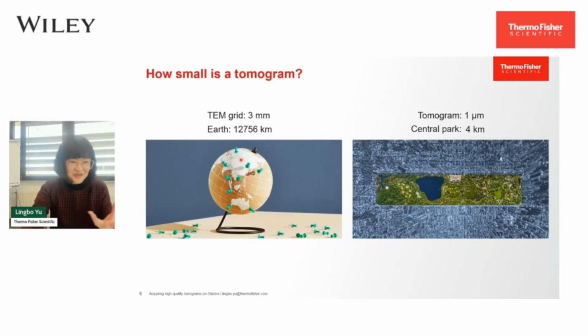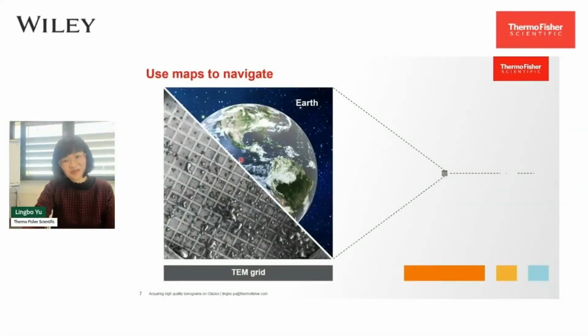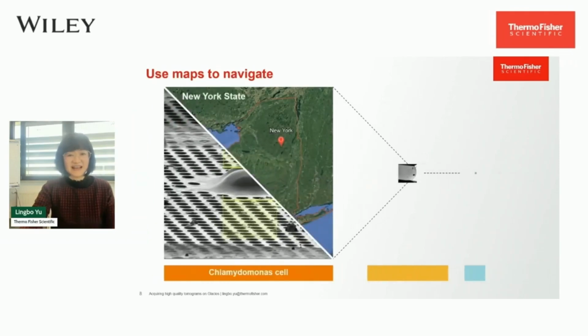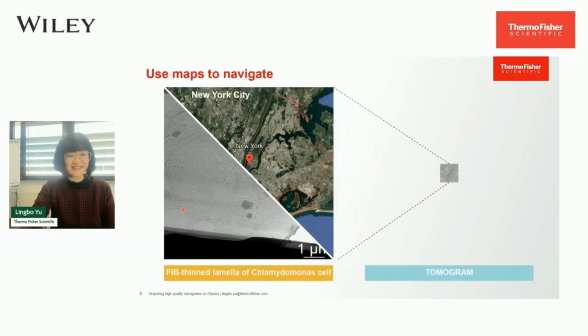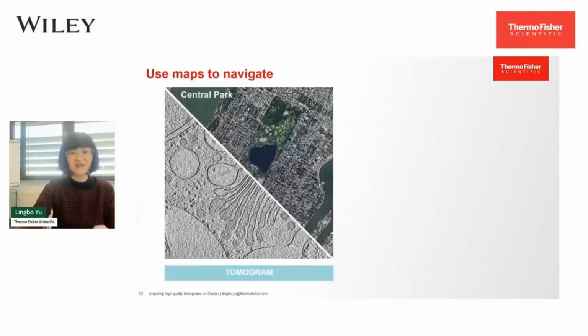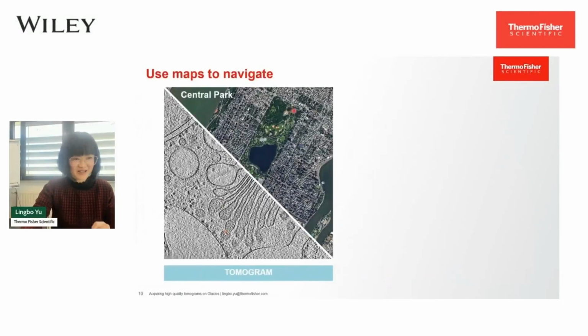Well, one would argue your globe is too small. I need to zoom in to see. That's exactly what we do in cryo-EM to find the area we are interested in. Starting from the atlas of the TEM grid, equivalent to the view of the Earth. And then we zoom in to find New York City, equivalent to finding the cell on the grid. Then New York City is equivalent to the view of a lamella. With that, we can finally put our pin on Central Park.